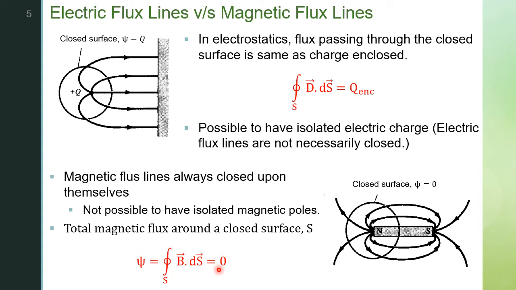Here we can't have isolated magnetic poles, that is, we can't have North Pole and South Pole separately as in the case of electric charges. So that is the difference between the electric flux lines and magnetic flux lines. So we said that we can't have isolated magnetic poles.